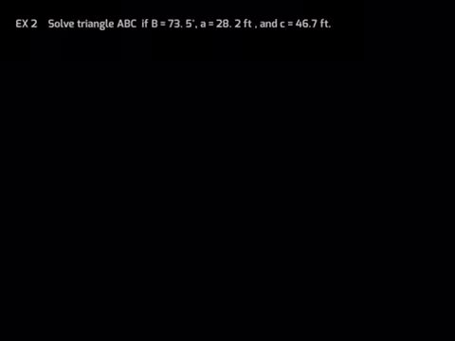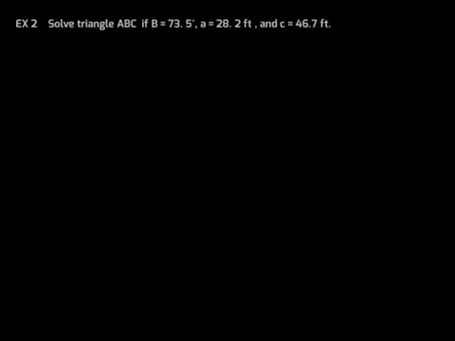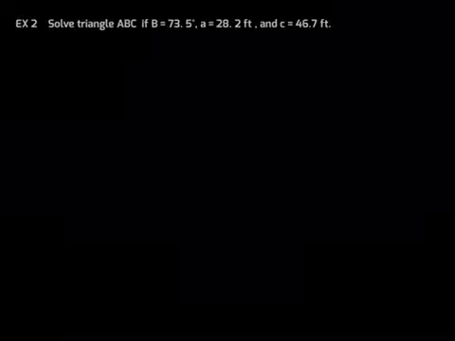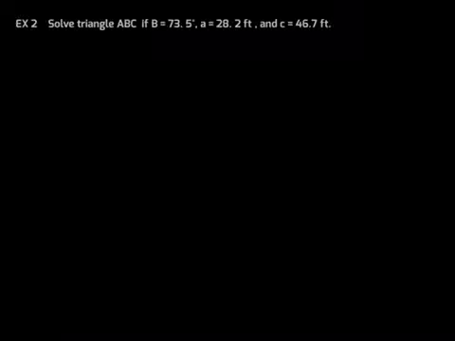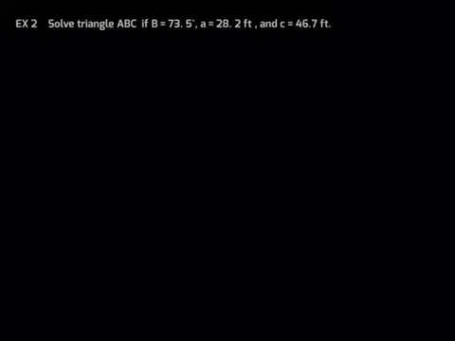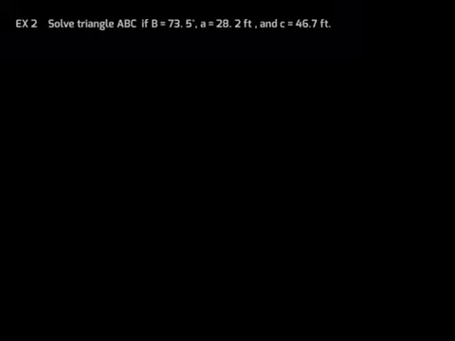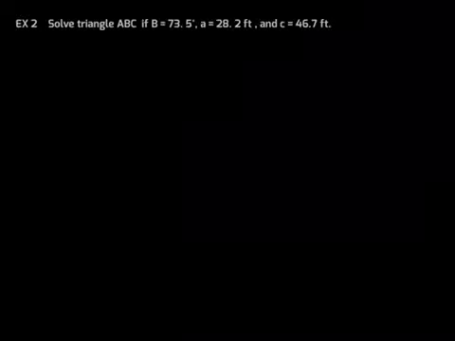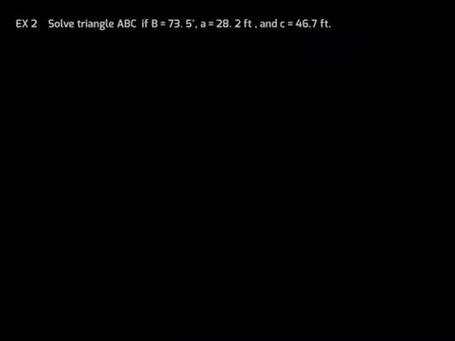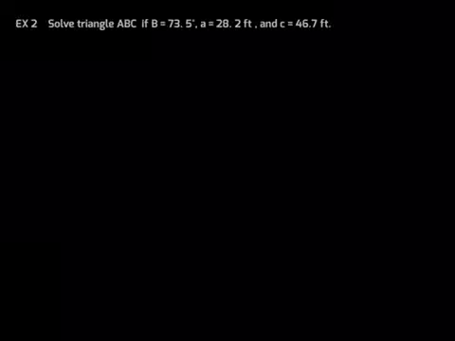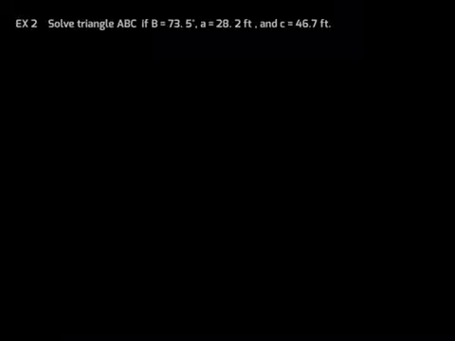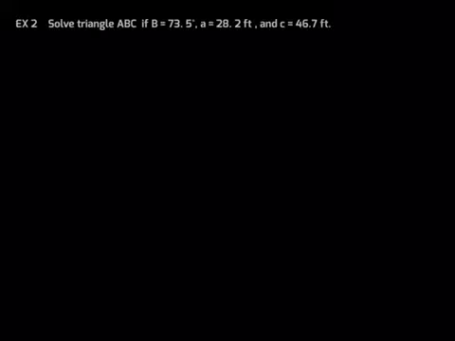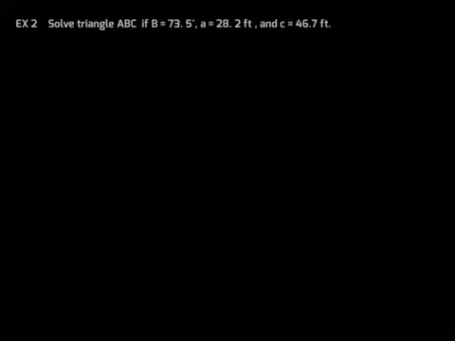All right, solve triangle ABC. If angle B is 73.5 degrees and side A is 28.2 feet and side C is 46.7 feet. Okay, I believe we can use the law of cosines here to find our unknown. The only side that is missing is side B, and so we can set up the law of cosines and find side B, like this.